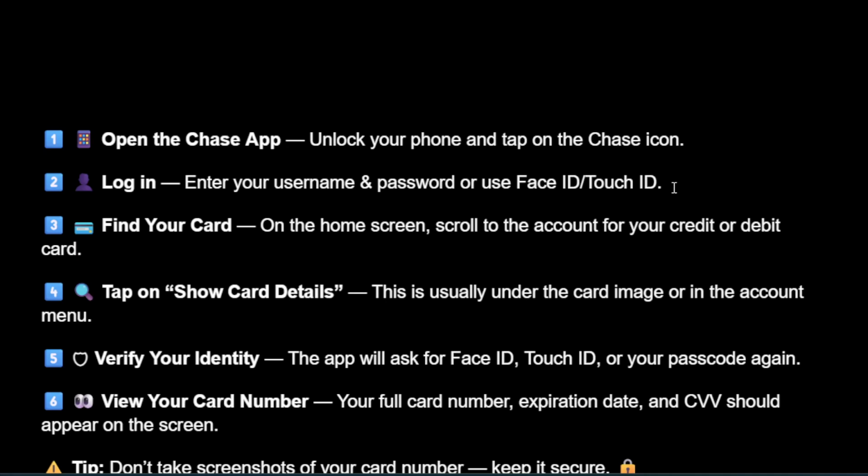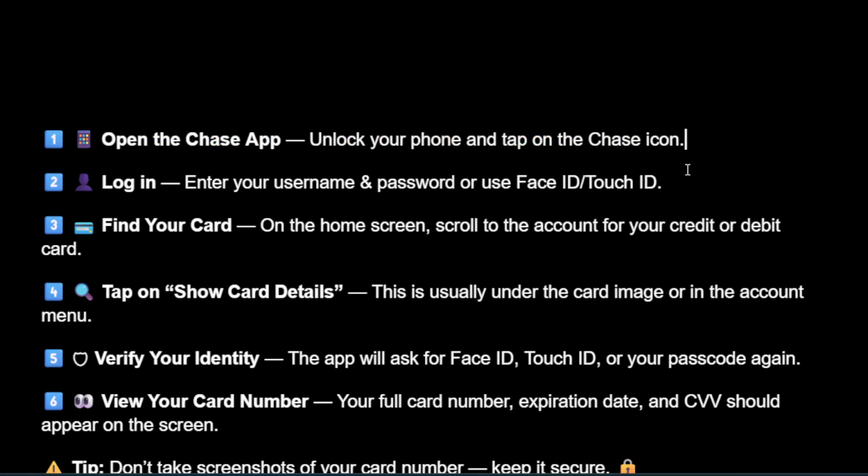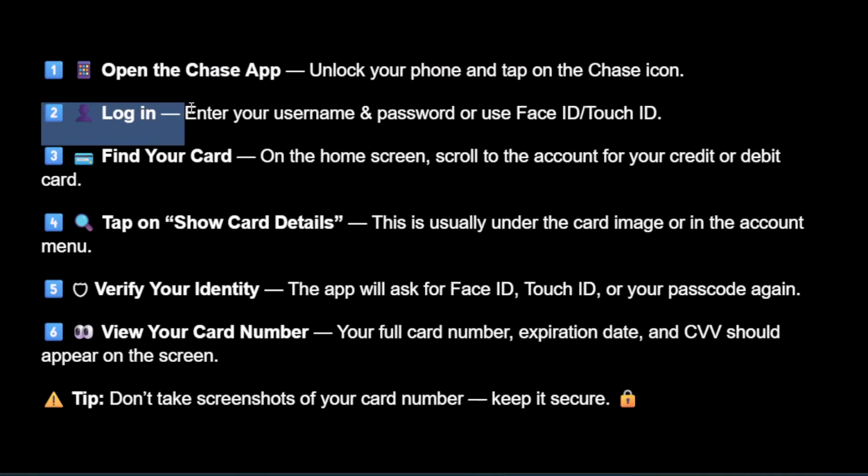Alright, here's a quick step-by-step guide on how you can view your card number on the Chase app. First, you want to open up the Chase app. You will unlock your phone and tap on the Chase icon. Next, you will have to log in.